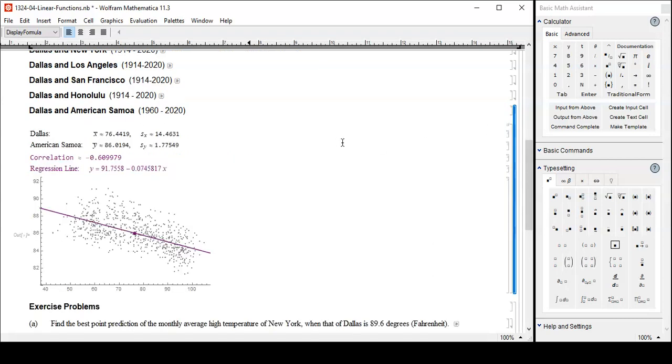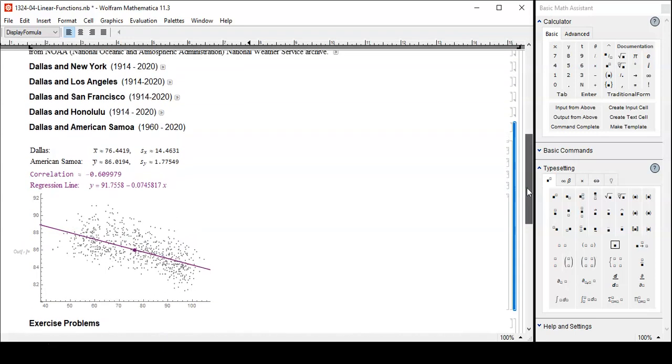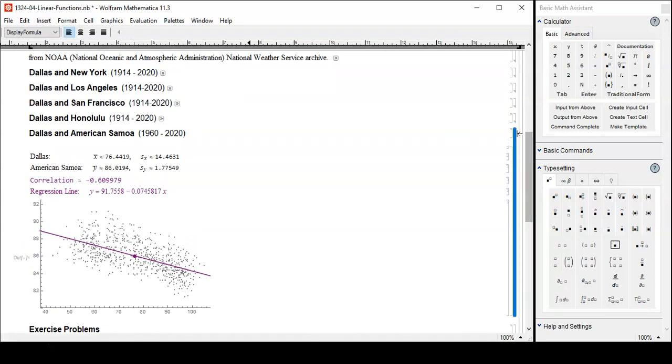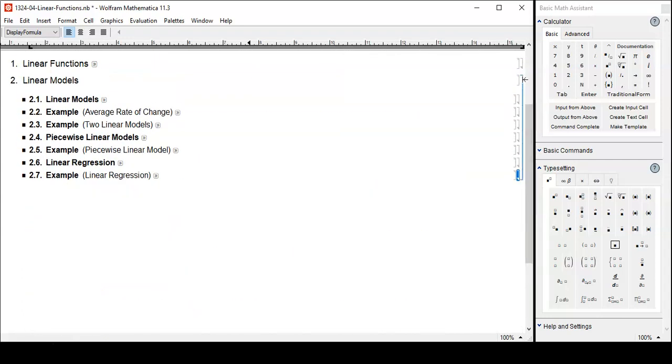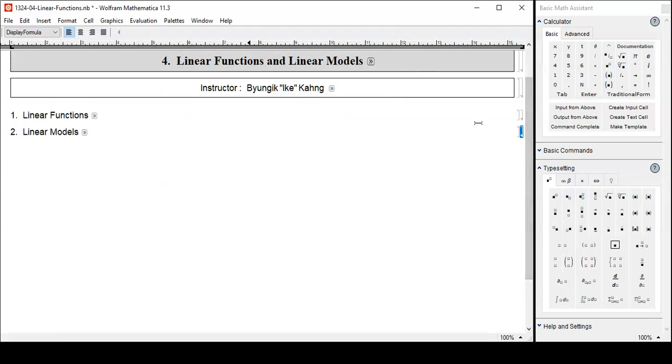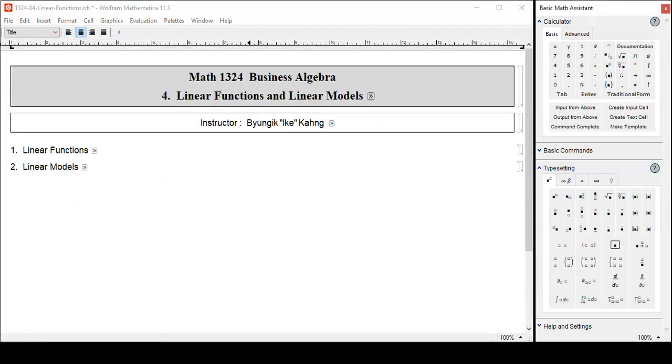And I wanted to check negative correlation, so I took Dallas and American Samoa, which is a US territory in the Southern Hemisphere. So as it gets hotter in Dallas, it actually gets cooler there because it's the opposite hemisphere. And those kinds of linear models are the kind of thing that people will have to study eventually and seriously when they are going to do business algebra. But for now, it was just a good preview. After all, this is just a 1000 level course.